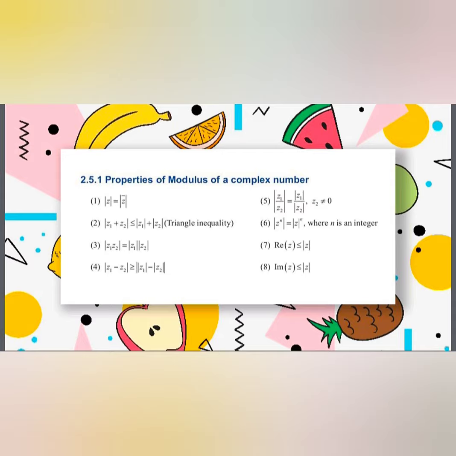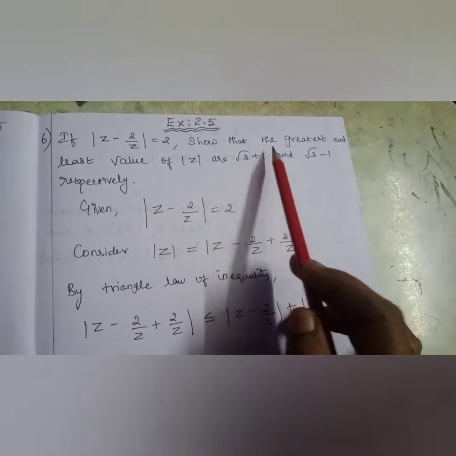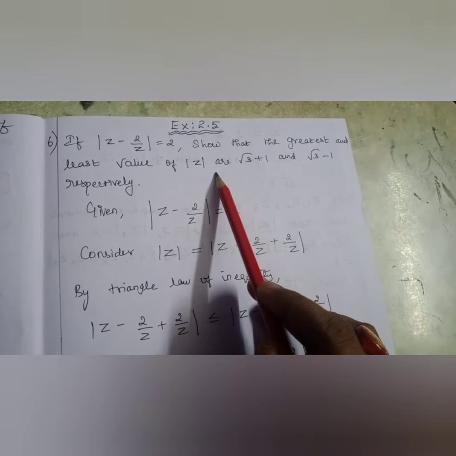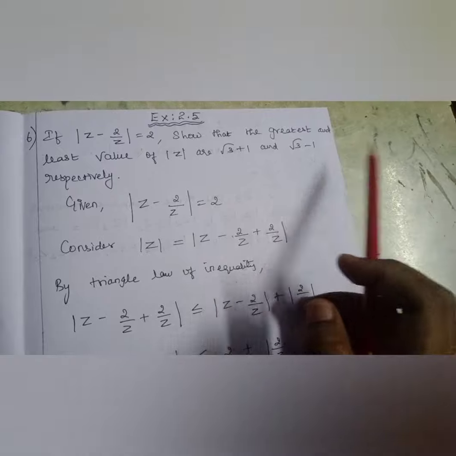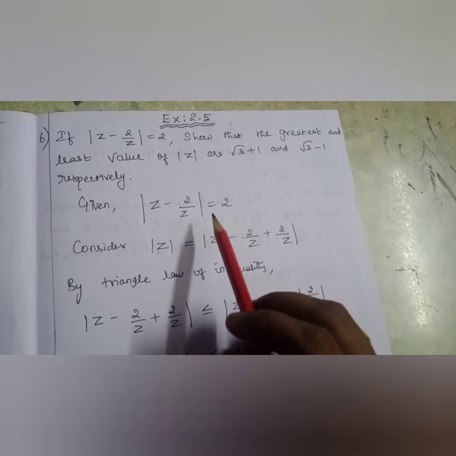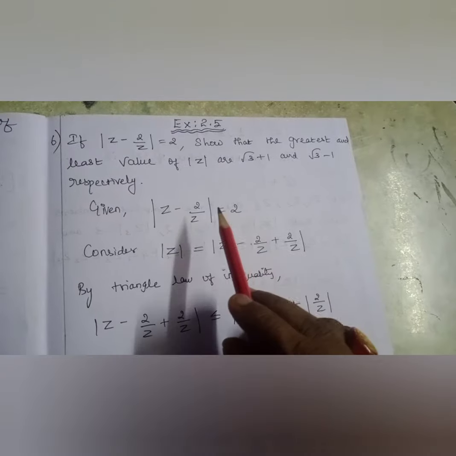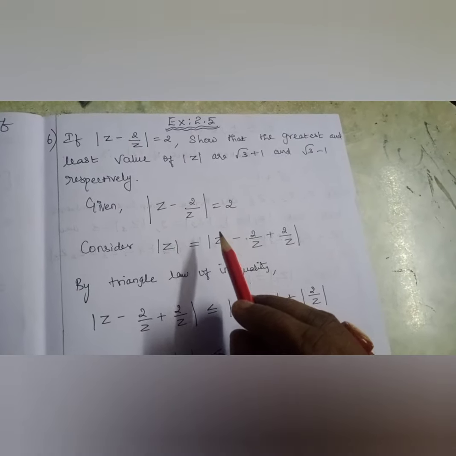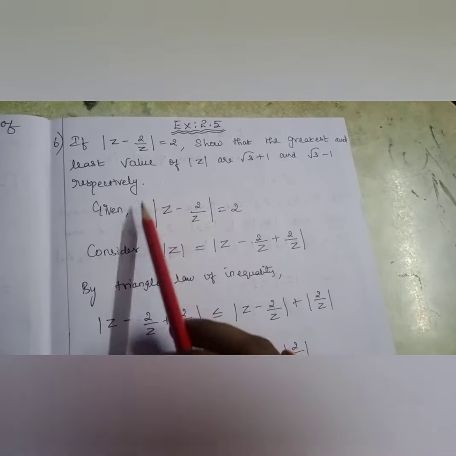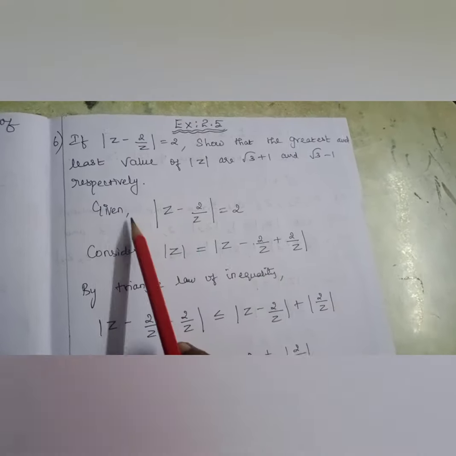Now we will see exercise 2.5. Sixth sum: if modulus of z minus 2 by z is equal to 2, show that the greatest and least value of mod z are root 3 plus 1 and root 3 minus 1 respectively. This sum is also a 5-mark sum. I have done one part of the sum and the other part you have to do as homework. Given modulus of z minus 2 by z is equal to 2.